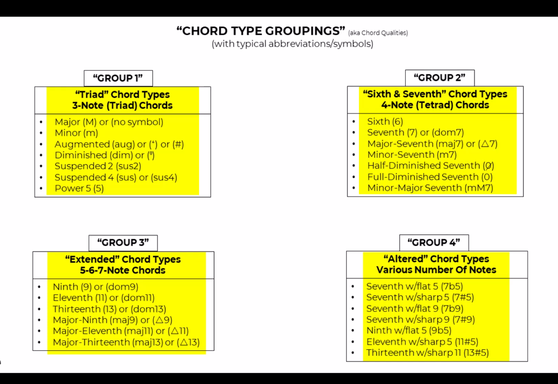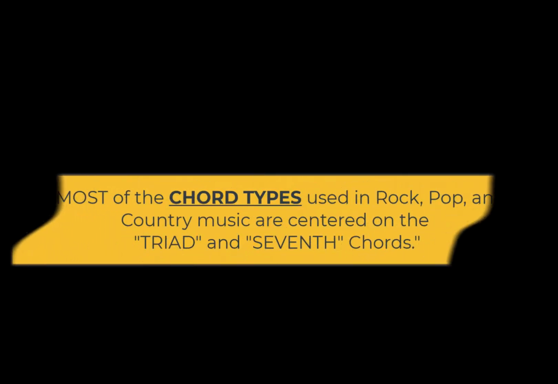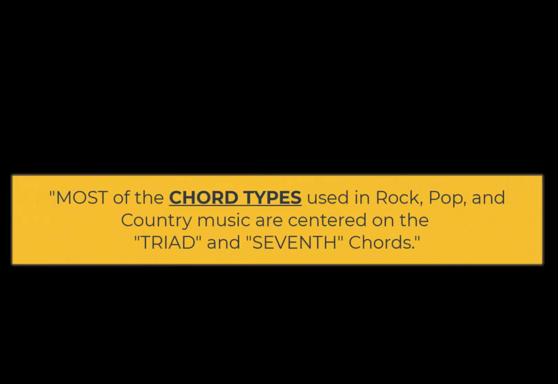There are a couple of other groups such as "add chords" and "shell chords", but we'll look at those down the road to keep confusion at a minimum now as they are infrequently used. And the best news of all, most of the chord types used in rock, pop, and country are centered on the triad and seventh chords. So let's get started.